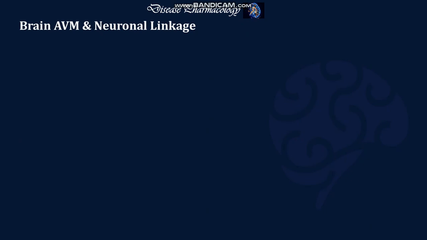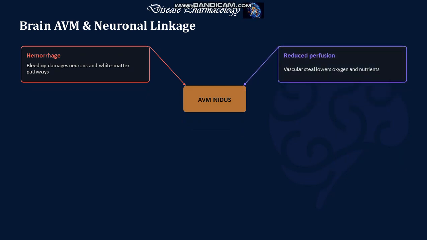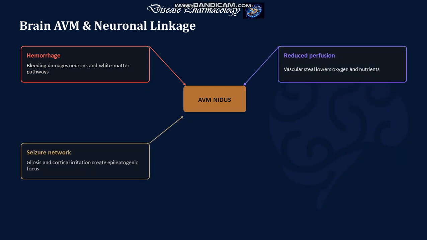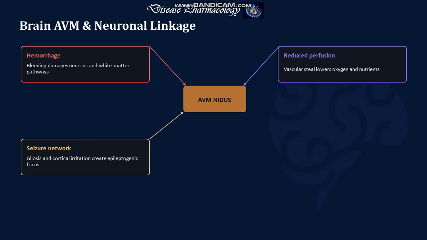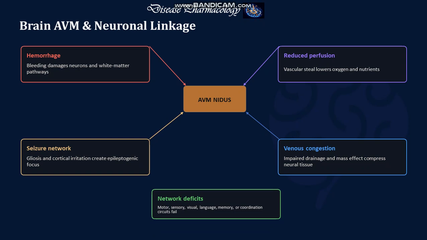That is the neuronal linkage: hemorrhage that leads to AVM nidus, reduced perfusion, seizure network that also leads to AVM nidus and venous congestion, and that finally leads to network deficits in the brain.